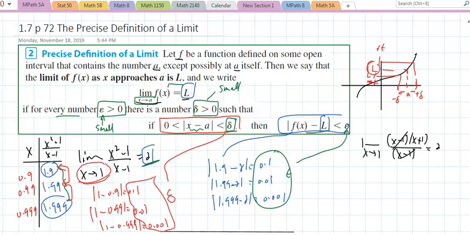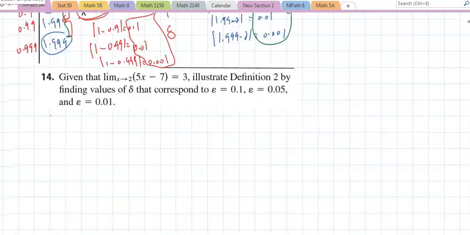Alright? So we're going to apply this. I'm going to point this out again in my next example. I'm looking at problem number 14, and this is on page 82. We're going back to chapter 1. Given that the limit as x approaches 2 of 5x minus 7 equals 3, we know that since that's a polynomial, plug it in. 10 minus 7 is 3. Perfect. Illustrate the values of delta that correspond.